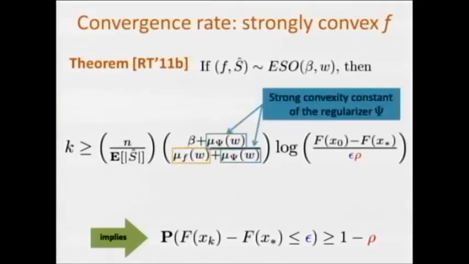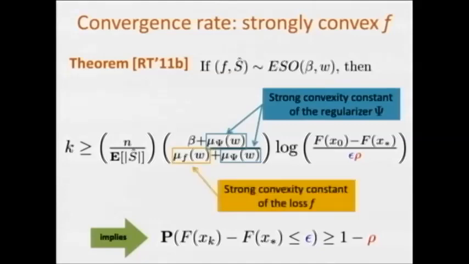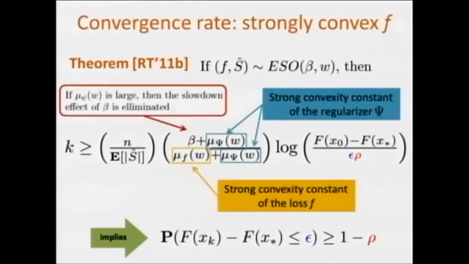Then it's a little bit different because you have these strong convexity constants of this regularizer and the loss, and they can improve things. So in particular, if this is large, then the effect of beta will be kind of subdued. Okay. All right. So this is kind of generic theory. Now you have to come up with this beta and W so you can run the algorithm. Any questions at this point?